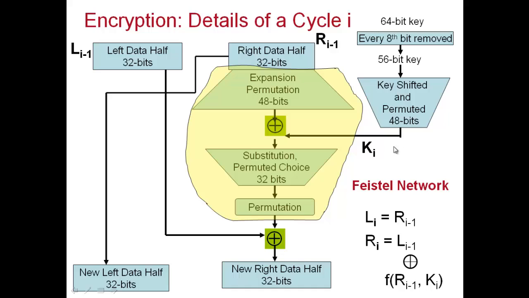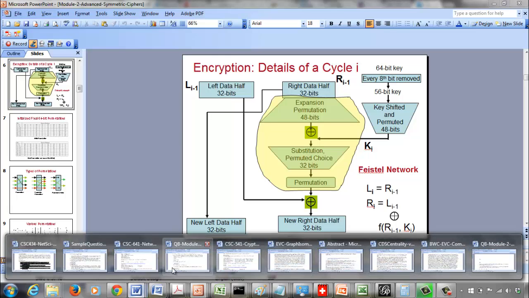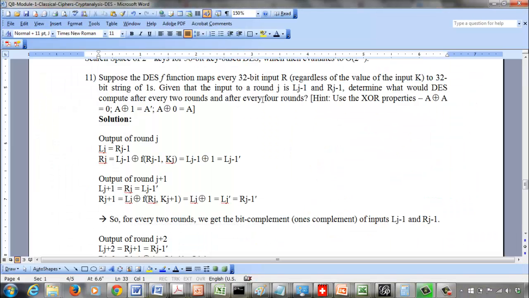So irrespective of whatever the key K is, as well as whatever this 32-bit quantity R is, it always outputs 32 ones. So that's the scenario we have here. In that case, given that the input to round j is Lj minus 1 and Rj minus 1, we want to determine what would be the output after every 2 rounds and after every 4 rounds.